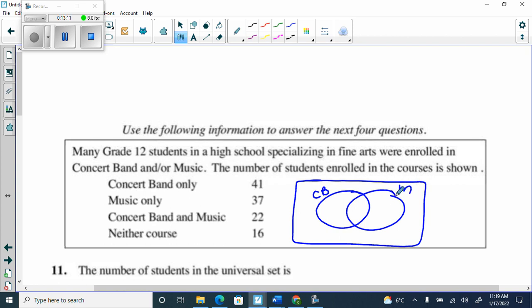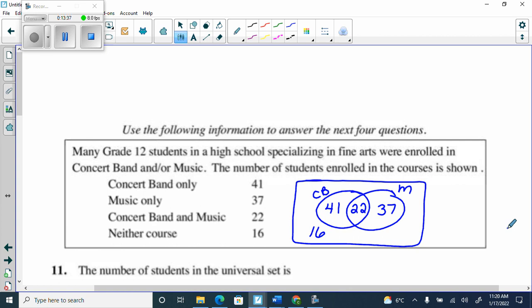For these ones, I can actually start anywhere, because there's onlys, ands, and neithers. Every single one of them isn't going to get subtracted. So concert band and music, 22. Concert band only, 41. I don't subtract. Music only, 37. I don't subtract. And neither course is 16. I could have put these in any order because of the onlys. You would subtract if it said concert band or music and it didn't have the onlys.